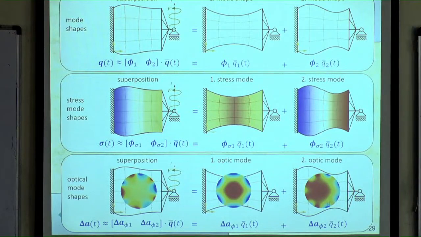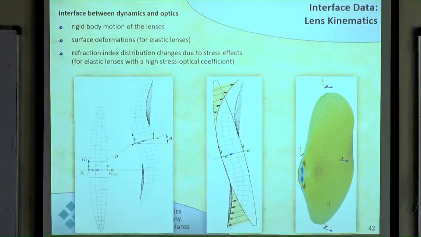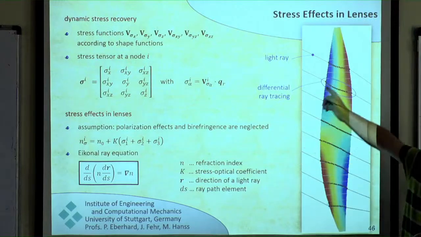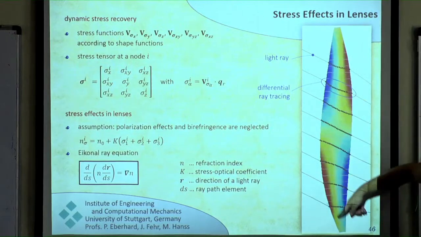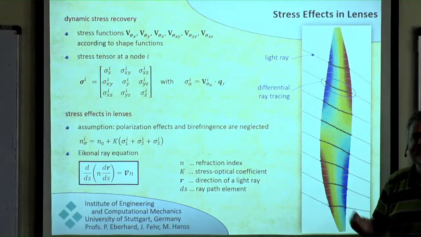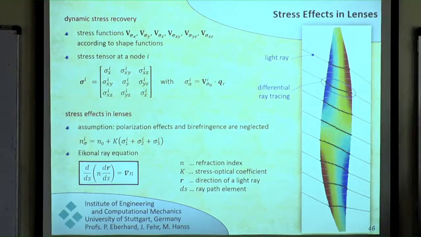How can you systematically make your models smaller? And then there are even worse effects here. When you deform a lens, there is one obvious effect. If you deform a lens, it will not be circular anymore. It will bend, and so the surface is changing. Okay, this gives you some errors which you have to correct.